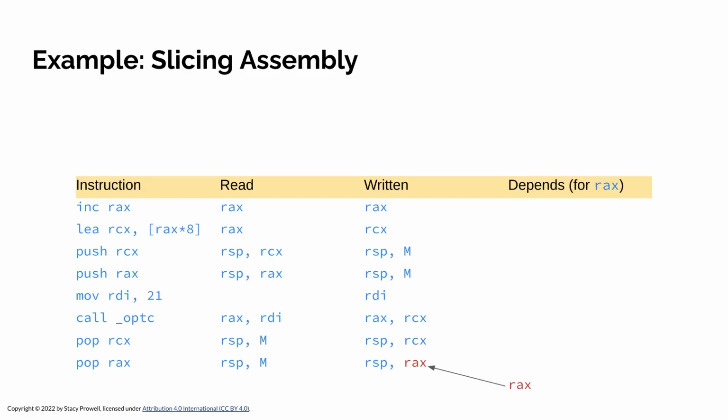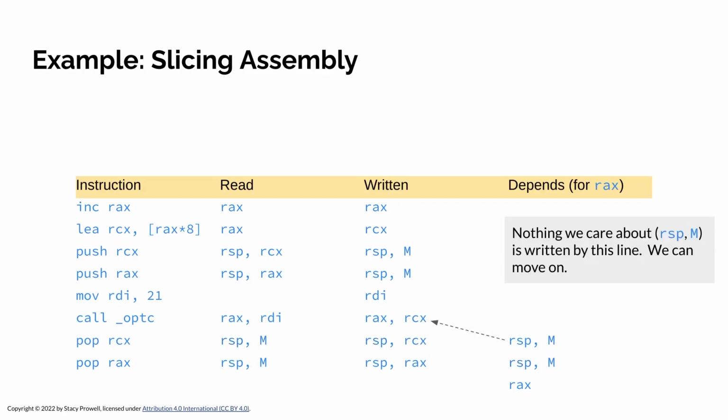I take RAX out of the set because it's written, and I add RSP and M to the set because they're read. Right? And then I have a new set, RSP and M. And now I ask if the previous line modifies anything I care about, and it does. It modifies RSP. And so I take RSP and I remove it, and then I add RSP and M because they're read, and my new set is RSP and M.